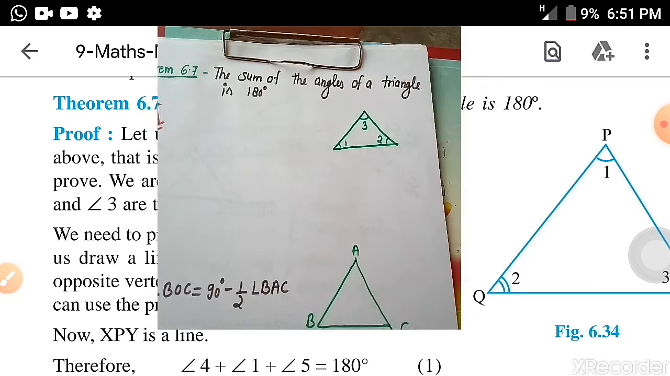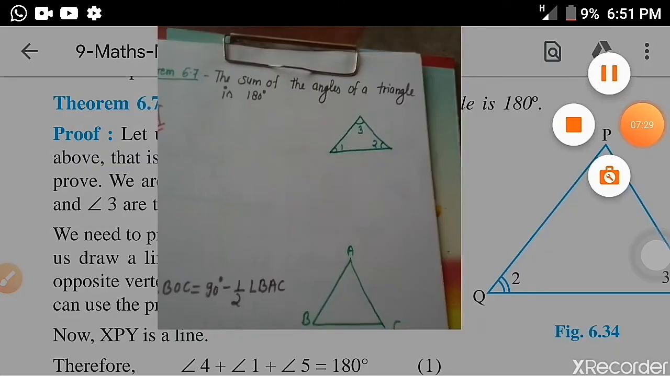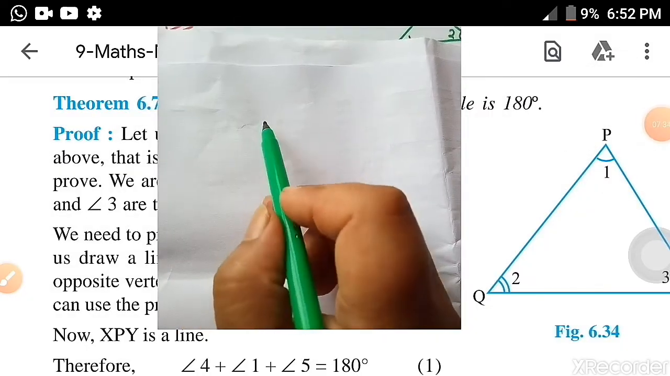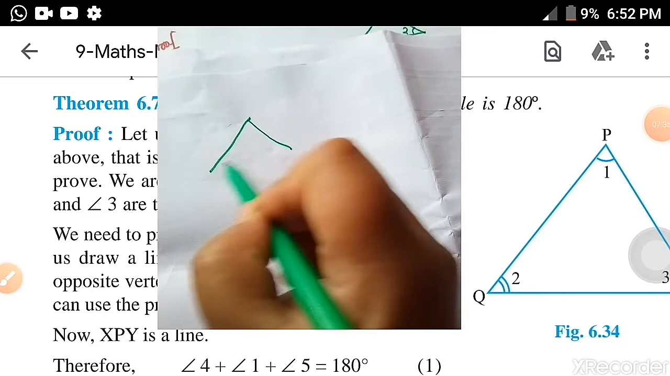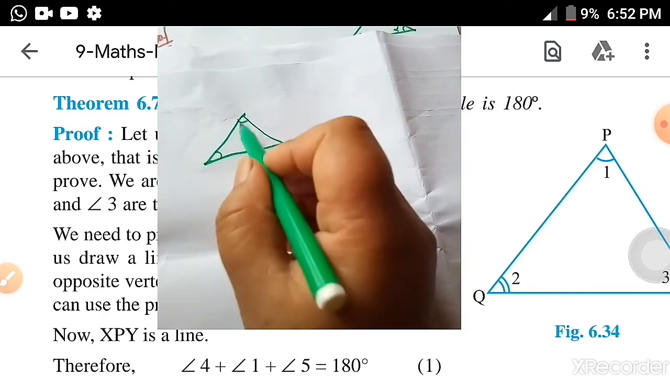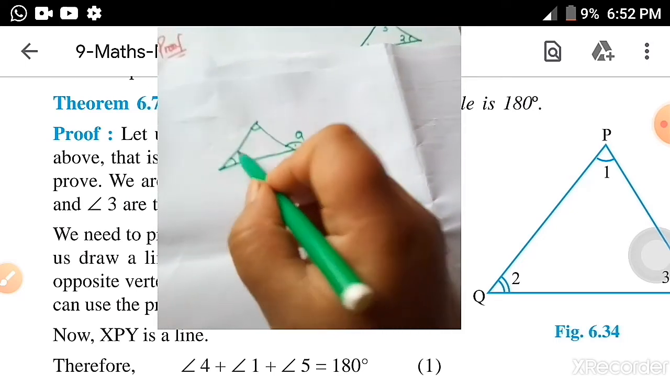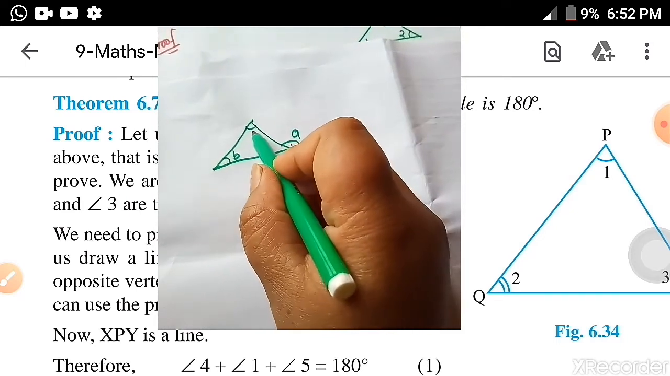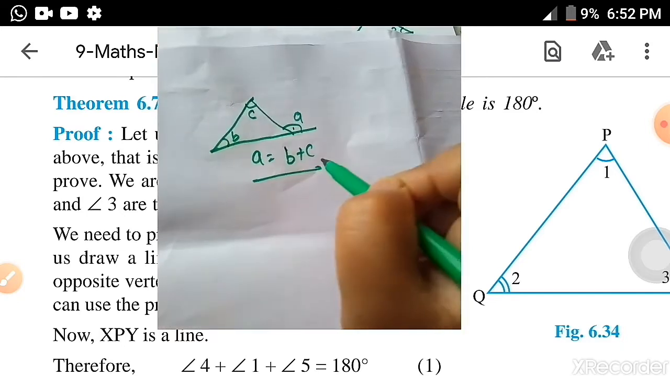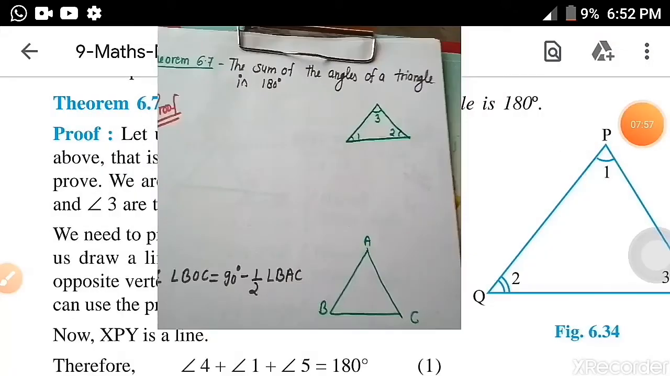But before that you have to understand the exterior angle property also, though you have studied it in class 7th also. So this is the exterior angle property. In any triangle, the sum of interior opposite angles is equal to the exterior angle. That means the value of exterior angle A is equal to the sum of opposite interior angles. That means A is equal to B plus C. This is called the exterior angle property of triangle. This we will use in the further exercise.